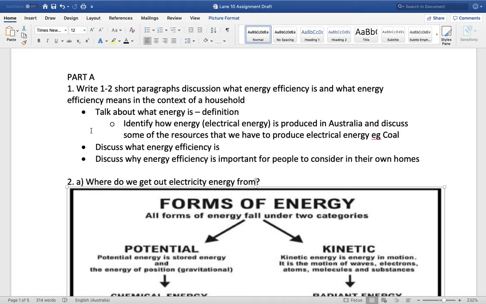Your second paragraph needs to talk about what energy efficiency is. So this means that you need to provide a definition for energy efficiency. Then you need to discuss why energy efficiency is an important concept for people to consider in their own homes. Okay, so they're the 2 main paragraphs that you need to work on there. You need to keep in mind that your word count is between 600 and 800 words. So those need to be 2 relatively short paragraphs that get straight to the point.